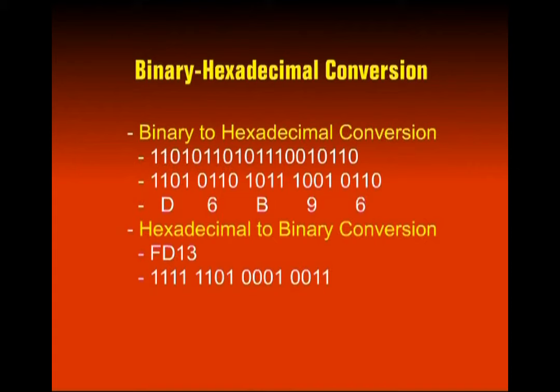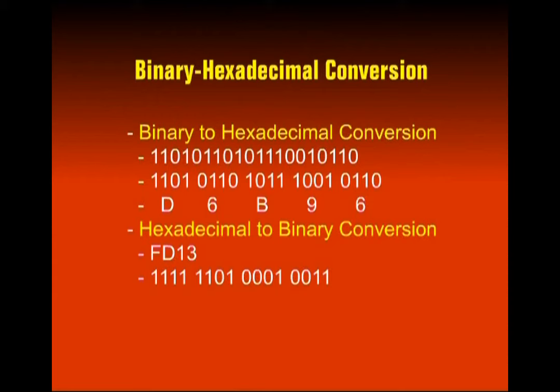The conversion is very simple. Starting from the least significant group, simply write the hex number representing the 4-bit binary number. So 0110 is represented as 6 hexadecimal. The next group, 1001, is equivalent to 9 hexadecimal. Similarly, the third group, 1011, is equivalent to B hexadecimal, and so on.